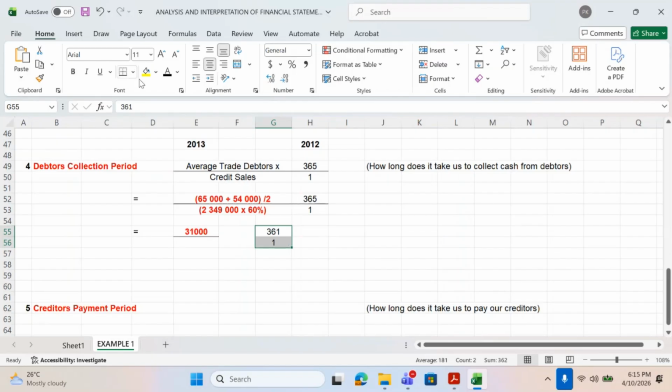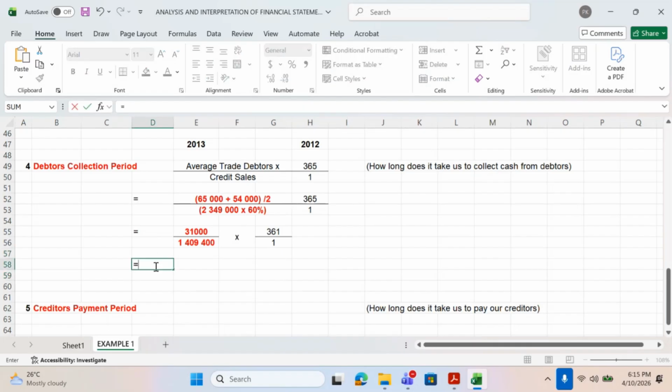Over, how much are we getting for that one? 2,349,000 and 60%. 1,409,400. Okay, thank you on that. Now let's get the total answer and see how much we're getting.